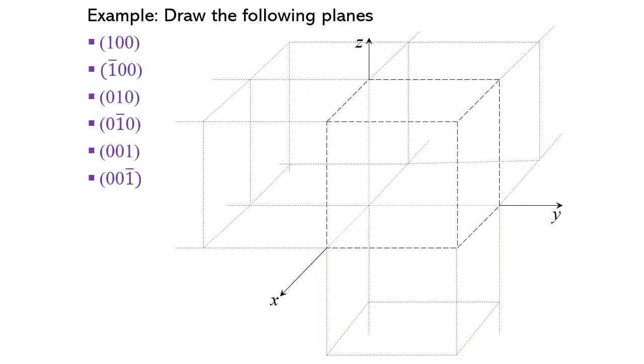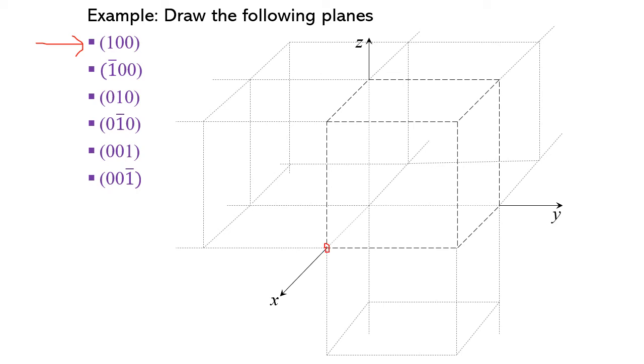Then let us draw planes. So 100 plane. Drawing planes is different. It means that the given plane intersects the x-axis at a point which is away from the origin by a distance of 1 unit cell edge length. So all we have to do right now is locate that point first.